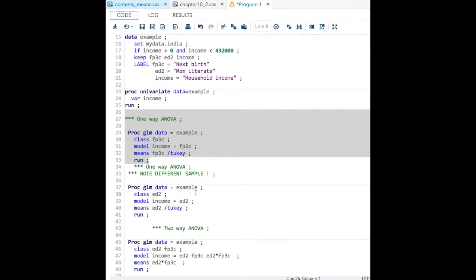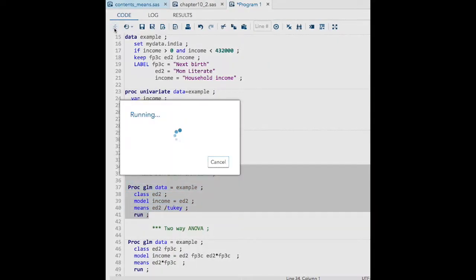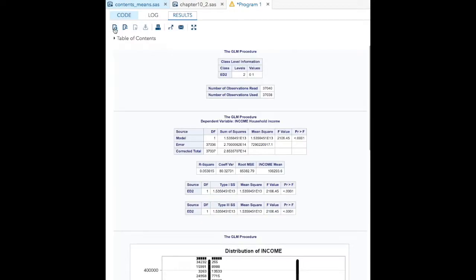Okay. Let's do a different one-way ANOVA. Let's look at literacy. Now note, this is not the exact same sample, as you'll see. So you run this. Now, this time there are 37,040 people, and unlike before, where 6,000 of them were used in the analysis, this time 37,000 were used in the analysis. So this is a much more representative and larger group than the previous one. And we see that our F value is pretty enormous. The probability is less than 1 in 10,000 of getting this by chance.